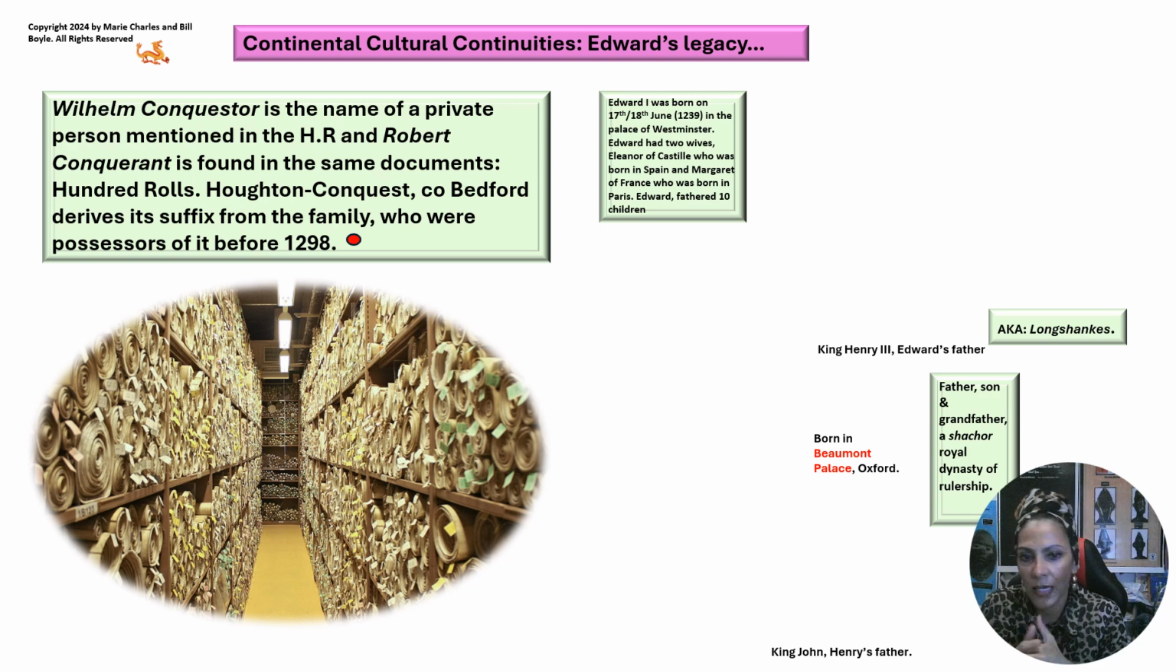We also find that Edward I was the originator or author of the Hundred Rolls. Now, as you can see, Edward I was a deeply melanated man, and his father was King Henry III.